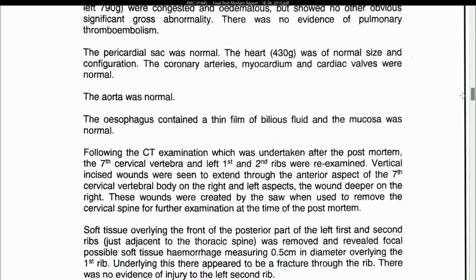And what we see there is it says that the CT examination was undertaken after the post-mortem. The 7th cervical vertebrae and first and second ribs were re-examined. Can you tell us about this, the detail that you've put here into your report? So from the CT examination, there were things on the seventh cervical vertebrae and the left first and second ribs that were flagged up as potentially being injuries. So we went back to the body to visualise those areas to determine if it was artefactual, secondary to the post-mortem, or if there were indeed injuries there.